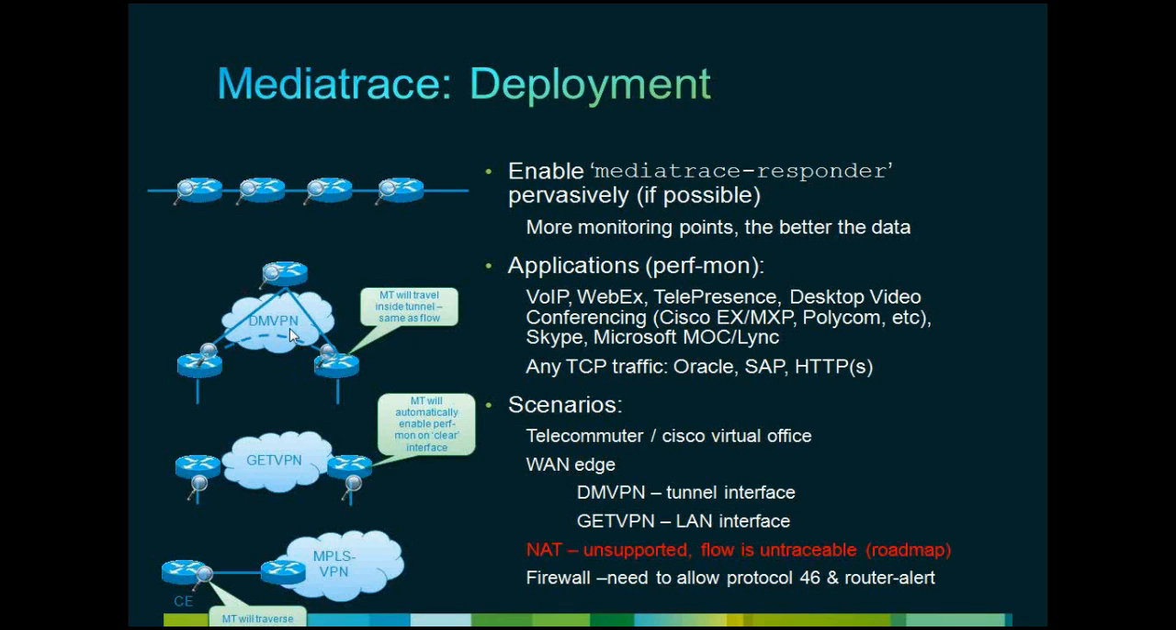If you have MVPN, MediaTrace will travel inside the tunnel and follow the same path as the flow. If you have GET VPN, it will automatically enable Performance Monitor on a clear interface, and MediaTrace will also traverse the service provider cloud. We get questions about NAT. Right now it isn't supported, the flow isn't traceable, but it is on the roadmap. And if you have a firewall, you also need to open it for protocol 46 and router alerts so that you can actually get MediaTrace responses.